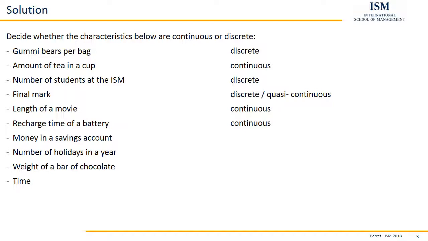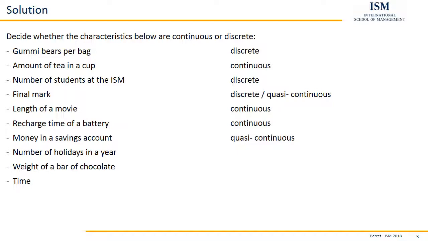Money in a savings account, that's a little bit different. Why is this different? Because even if you break it down, savings accounts usually have a smallest unit. For example, in Germany, we would only work at the cents level. So the smallest unit would be 1 cent. That would make this characteristic discrete. However, usually you can work with this as if it were continuous. Therefore, this is again an example for a quasi-continuous characteristic.